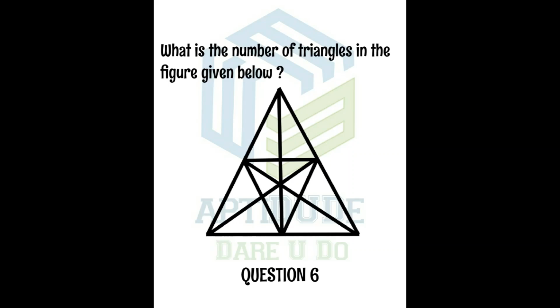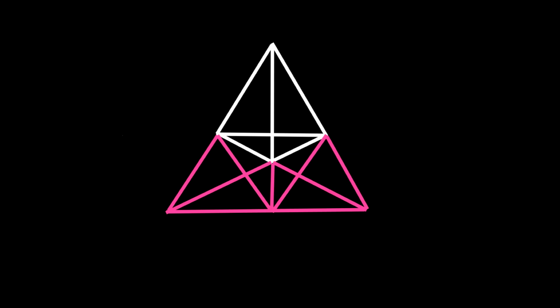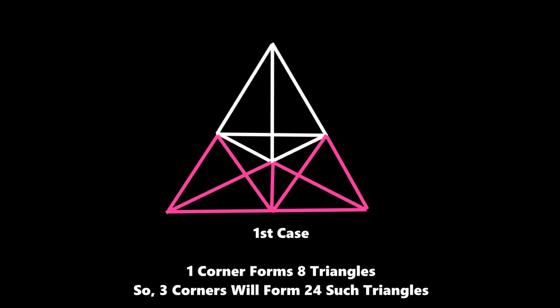Hello everyone. Let us have a look at the solution of question 6 from Clash of Brains season 2. We have to find the total number of triangles present in the given figure. The white line figures are our cases. Now look at the first case displayed.